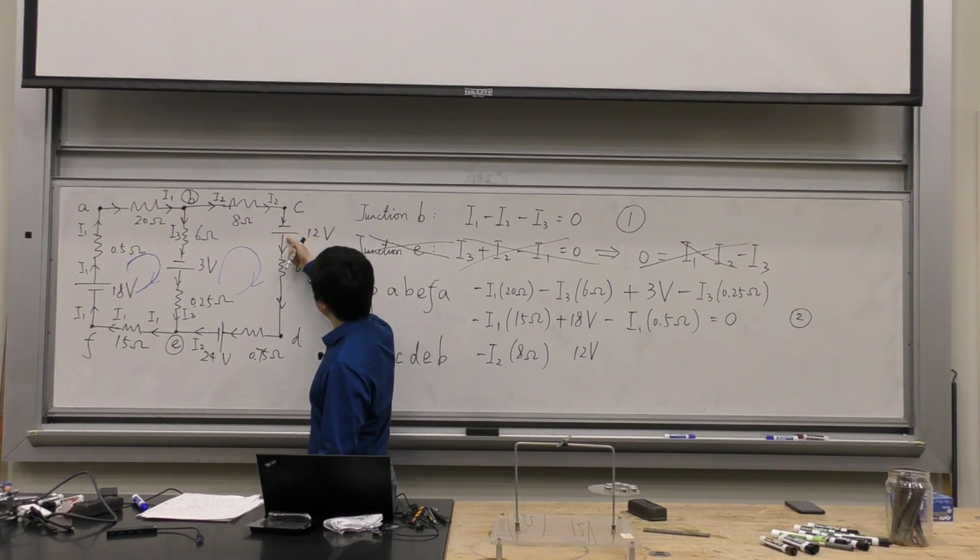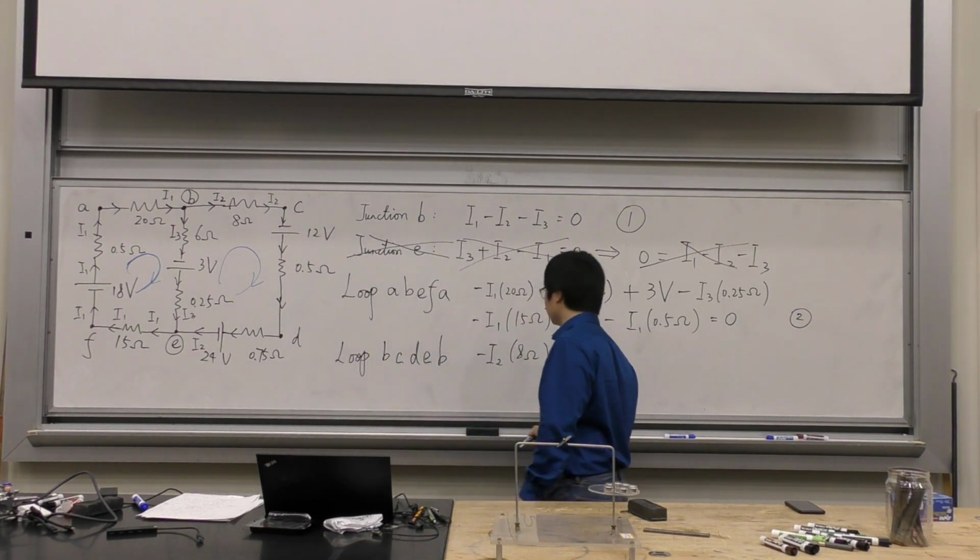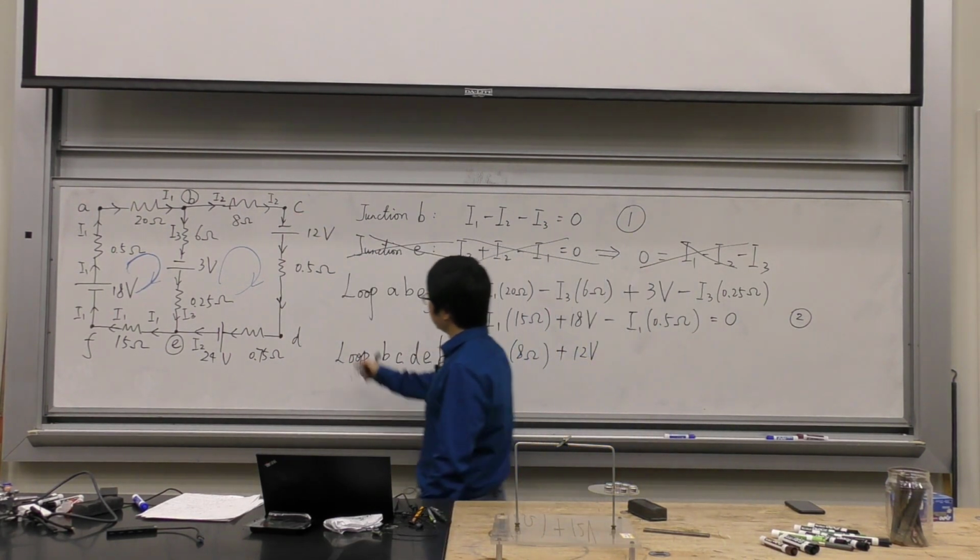I'm going from negative to positive, right? Because I'm traveling this way. So I'm climbing up. I'm gaining some potential when I cross this battery. Plus. Okay? Now keep walking.